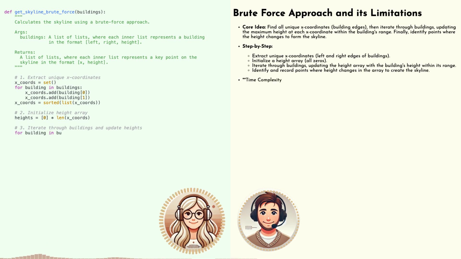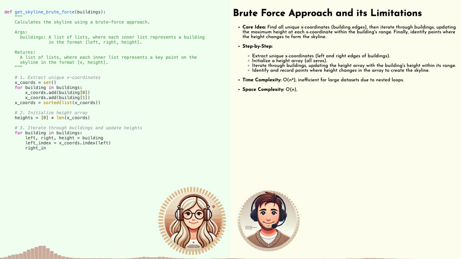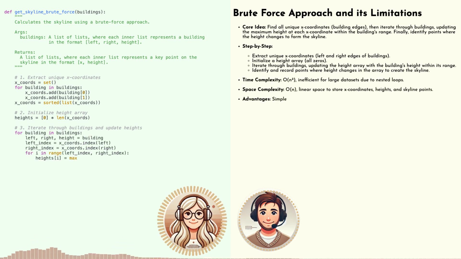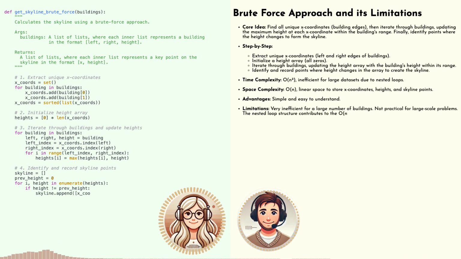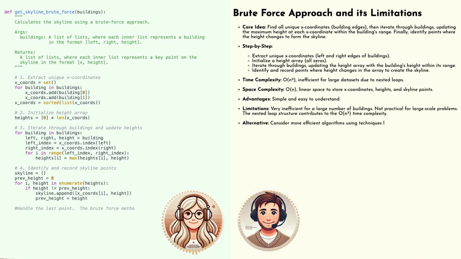I like that. So just to be clear, our input is a set of buildings. Each one's defined by its left and right x-coordinates, and then obviously its height. Right. And what we want to output are those key points that make up that skyline silhouette, those turning points.